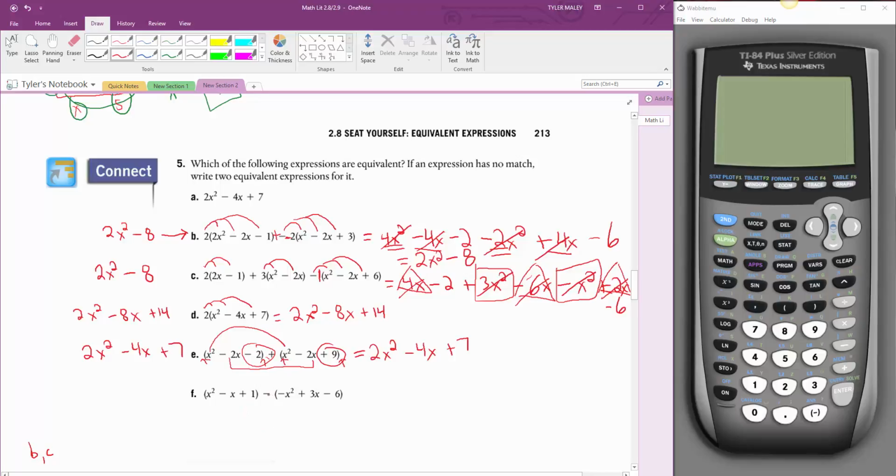And then with this one, part F, you can think of this as a plus, and then I have a negative 1 in front. So I need to distribute the negative 1 through. What this is going to do is just change all my signs. So instead of negative x squared, this will be x squared. Instead of plus 3x, this will be minus 3x. Instead of minus 6, this will be plus 6. So then I can combine like terms. x squared and x squared gives me 2x squared. Negative x minus 3x gives me minus 4x. And then 1 plus 6 gives me plus 7. So I get 2x squared minus 4x plus 7.